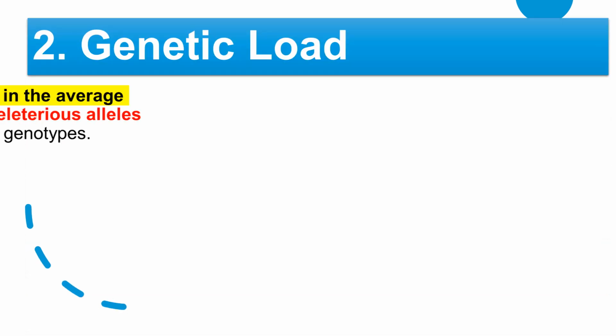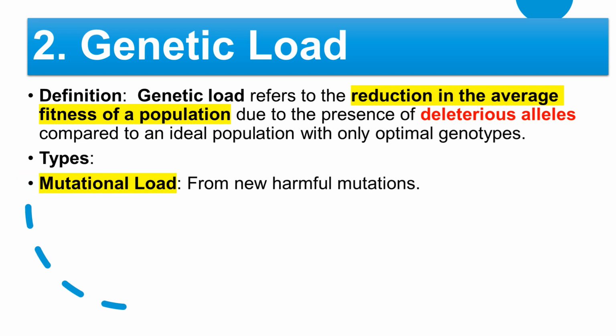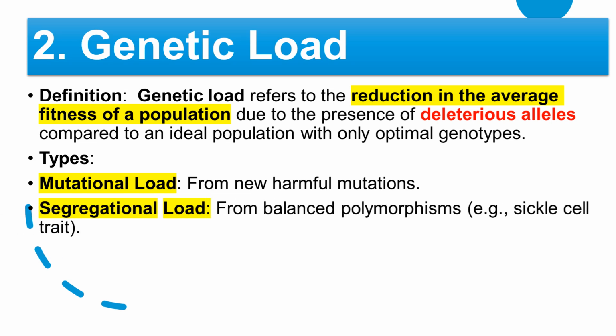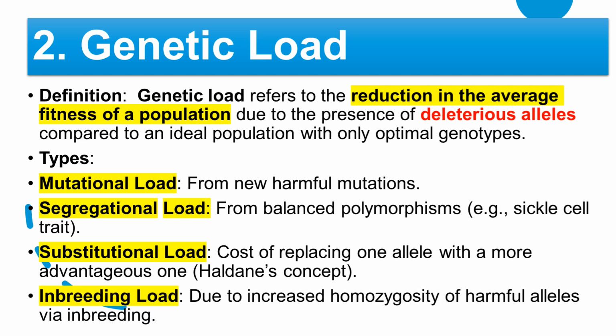2. Genetic load. Definition. Genetic load refers to the reduction in the average fitness of a population due to the presence of deleterious alleles compared to an ideal population with only optimal genotypes. Types. Mutational load, from new harmful mutations. Segregational load, from balanced polymorphisms, e.g., sickle cell trait. Substitutional load, the cost of replacing one allele with a more advantageous one, Haldane's concept. Inbreeding load, due to increased homozygosity of harmful alleles via inbreeding.